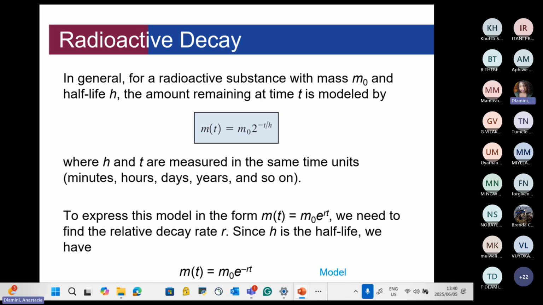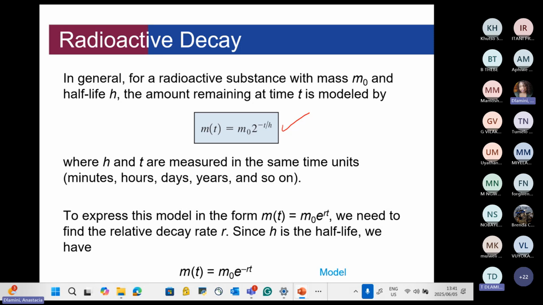Now they say that in general, for a radioactive substance with mass M0 and half-life, meaning that I now have 5 kg of copper, in 15 years or 25 years, I'll have what? 2.5 kg of copper. Which model am I going to use to model that problem? It's this one here.